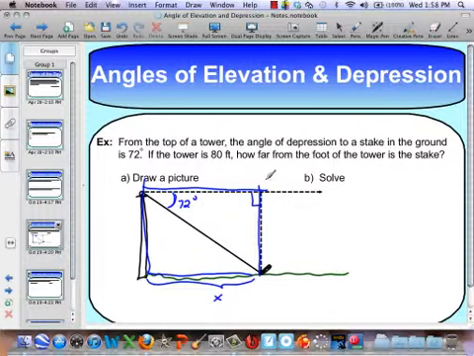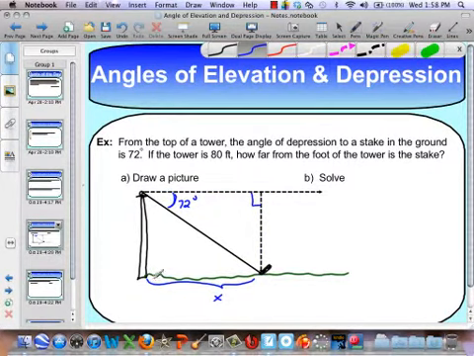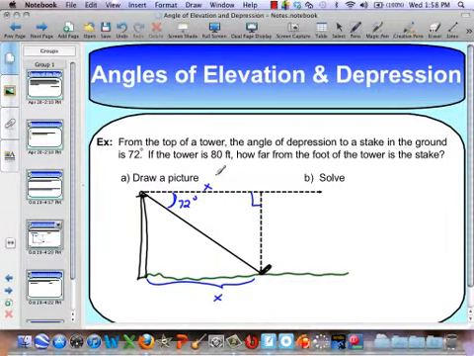Or rectangle. What do you know about opposite sides of a rectangle? They're congruent. So if my bottom length, the ground distance, is x, what's the length up here? It's also x. It's our unknown distance when we're trying to solve for it. How tall is my tower? 80 feet. So what does that make the height over here? And now you focus and see the right triangle.